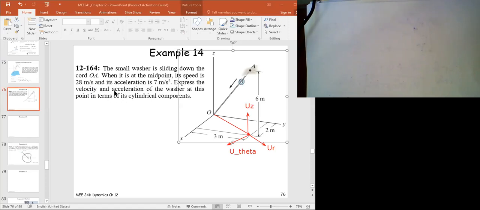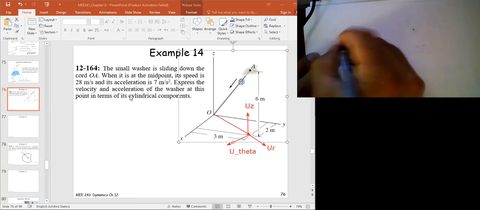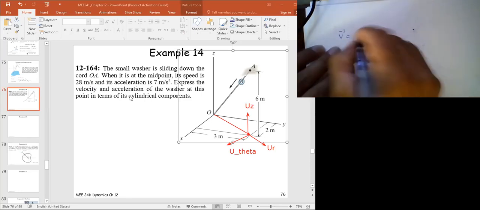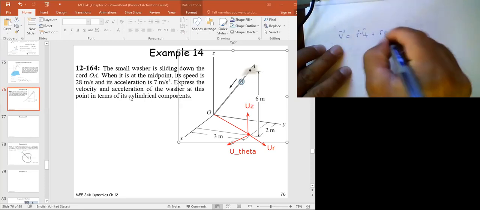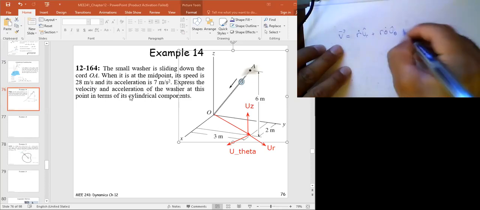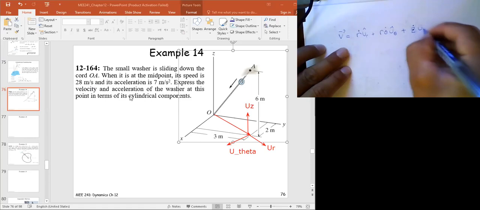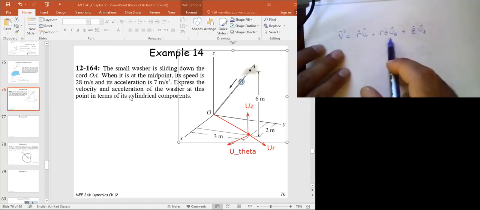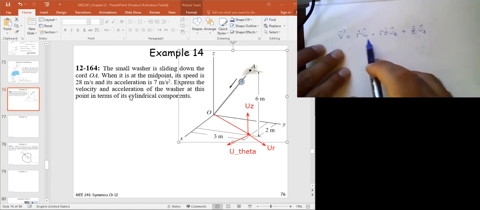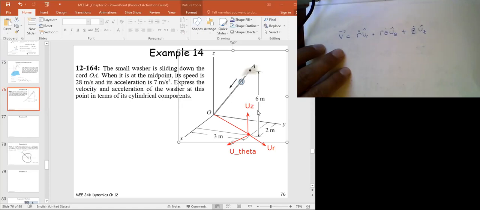We have to find the velocity and acceleration in terms of cylindrical coordinates. So we have v equal to r prime ur plus r theta prime u theta plus z prime uz. Can someone tell me how I can actually get that? How can I do this, basically? I have this vector here and I'm trying to express it.